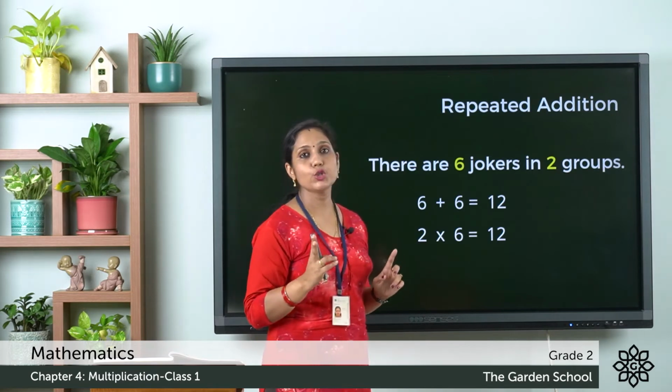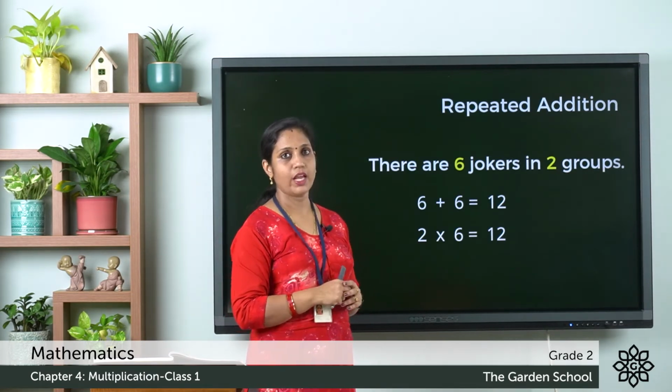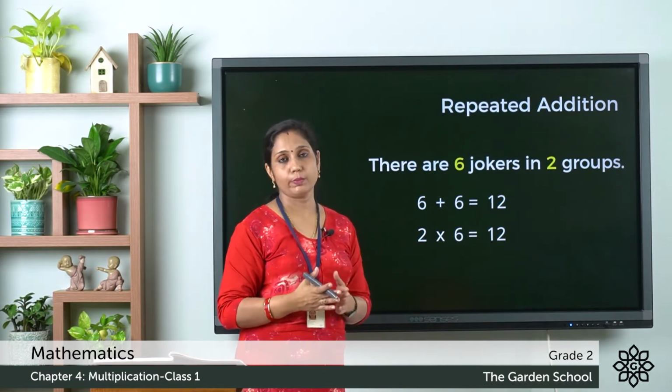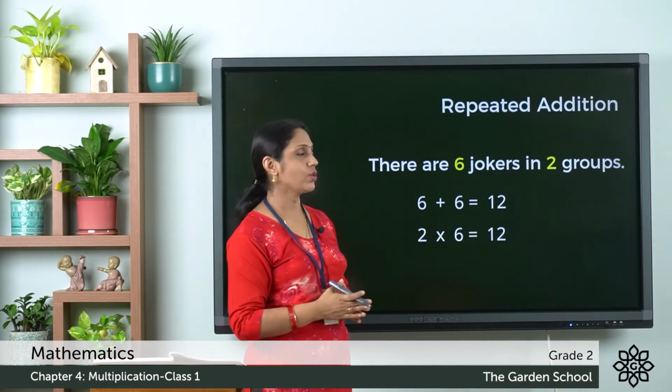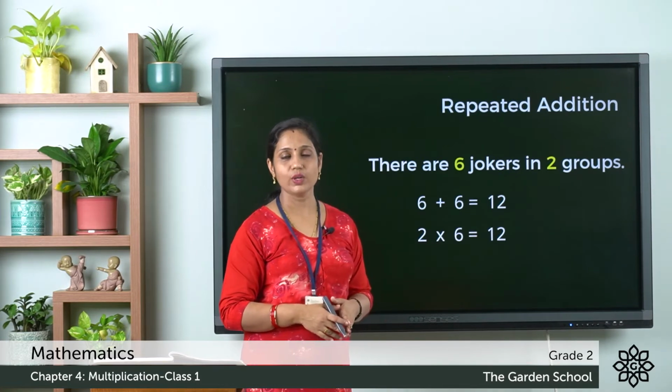So how can we write this in the multiplication form? There are 2 sixes. So the number 2 can be written first, put the multiplication symbol, and then which number is repeating? The number 6 is repeating 2 times. So write the number 6. So 2 into 6 is equal to 12.